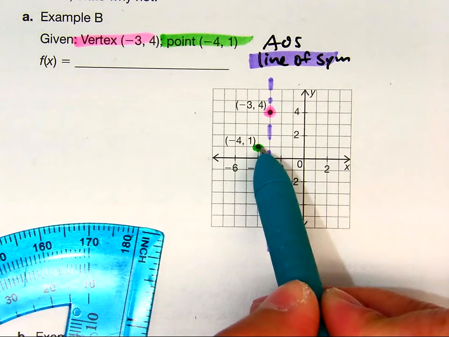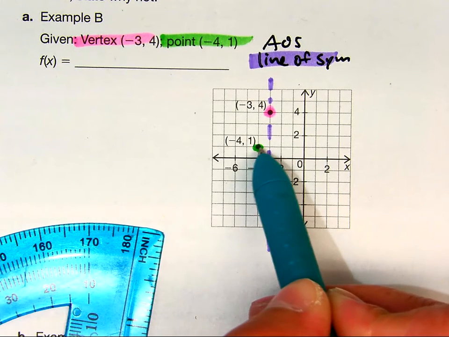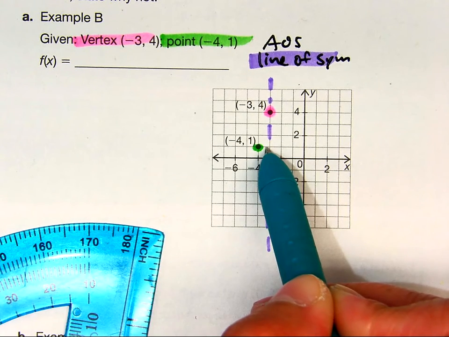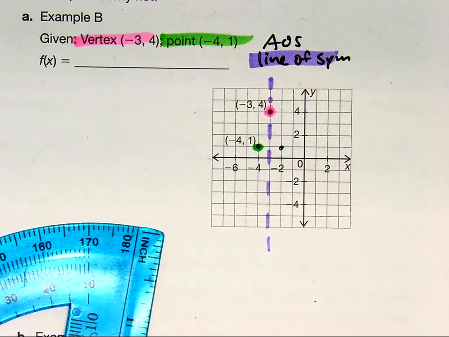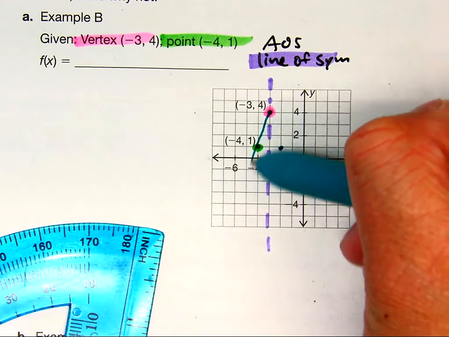So look here. We're going to count to the purple line. Ready, set, go. So we just need to count 1, which means we just need to count 1 past it. And this is what my graph's going to look like.